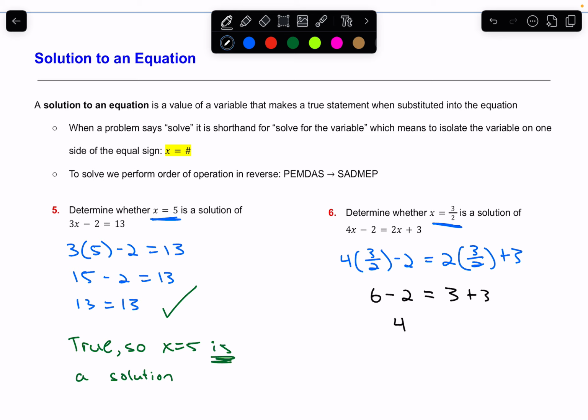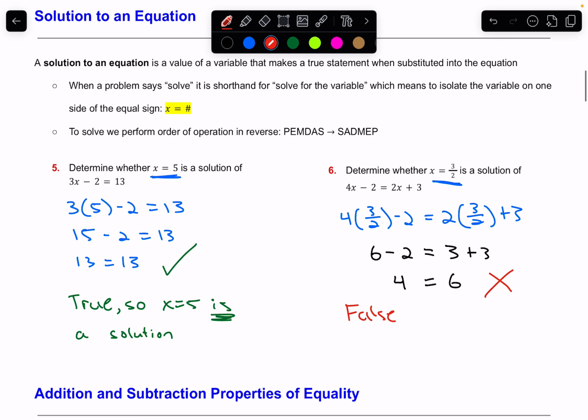So 6 minus 2, that is 4. And on the right side, 3 plus 3 is 6. That is not true. I'm going to put a big red X, and I'm going to say false. And when something is false, that means x equals 3 over 2 is not a solution.